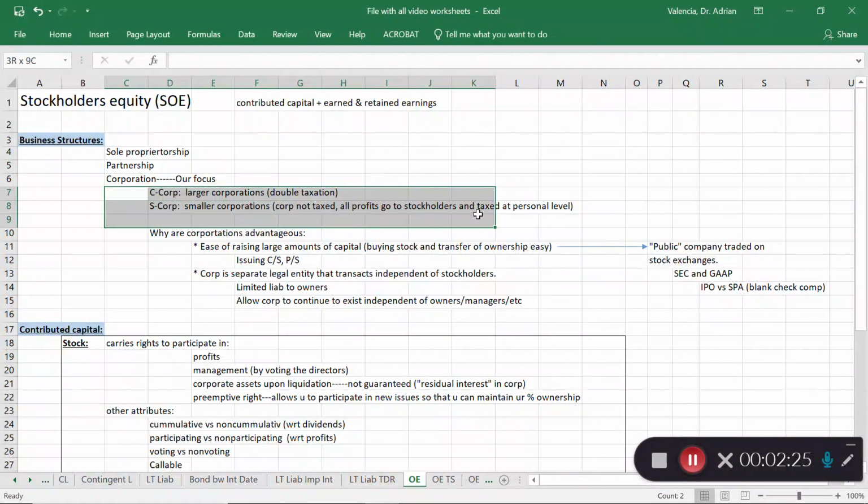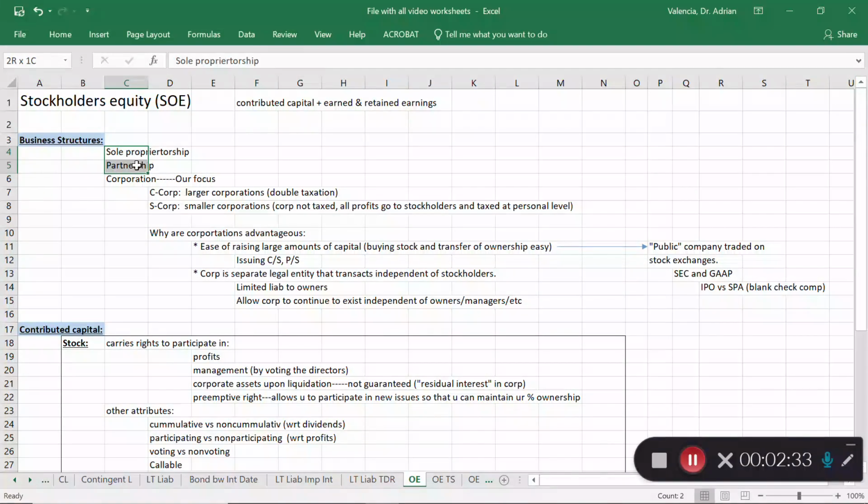This is just simply the type of corporation that you can do. But the advantages of incorporating versus having these other business structures, okay? The advantages of incorporating, and this is probably the big hitter here, is the ease at which you can raise large amounts of capital. Okay, when a company is set up as a corporation, you are able to issue shares. You're able to sell stock, and people can buy the stock.